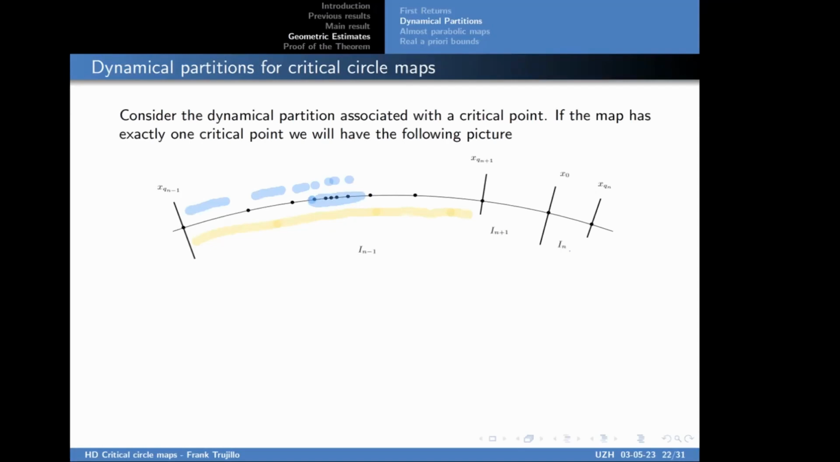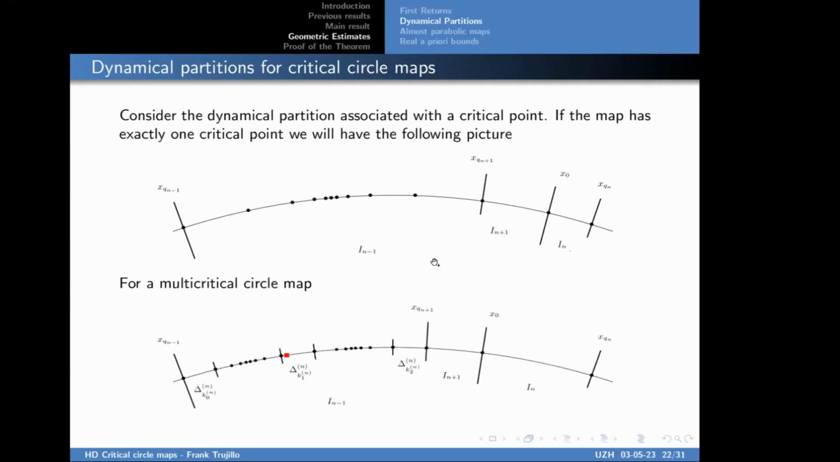So this picture is what will happen if I only have one critical point, and this particular dynamical partition is associated to this point. But in general, I will have some more critical points, and my partition will look like this. I will have big intervals wherever a critical point is found, but in the middle of two intervals close to a critical point, all my intervals get very small. And this is exactly what we're going to use. Okay, so I think I might need to go a bit faster.